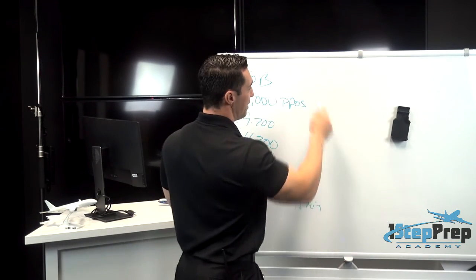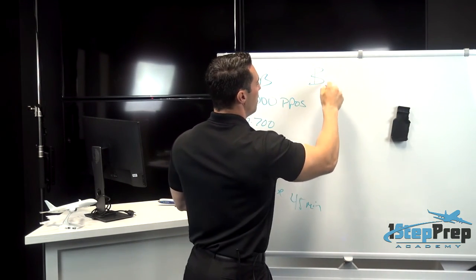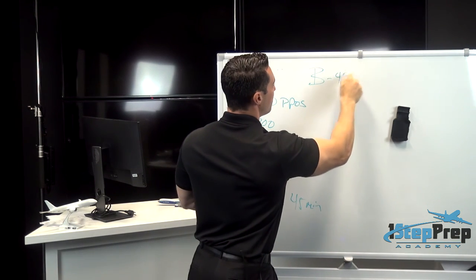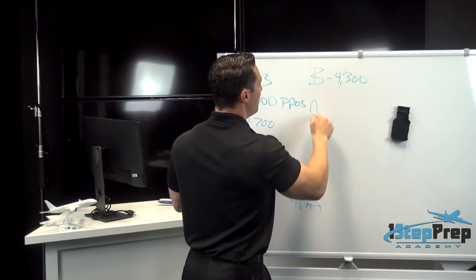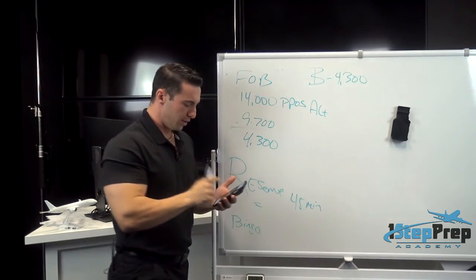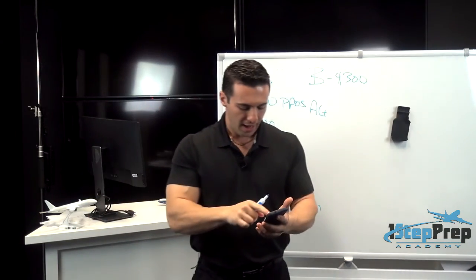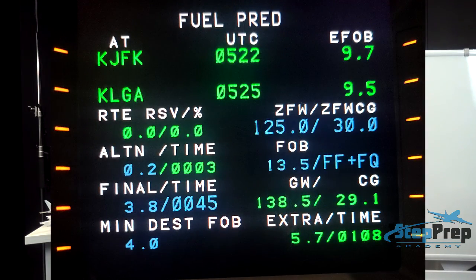So my part of the acronym, B for burn, right? My burn is going to be 4,300 pounds. Now I need my alternate. The alternate happens to be LaGuardia, and it says that my alternate is only 0.2 based on the image you're seeing on the screen, which is not much. So they're saying 200 pounds. That's because LaGuardia is right next to Kennedy.